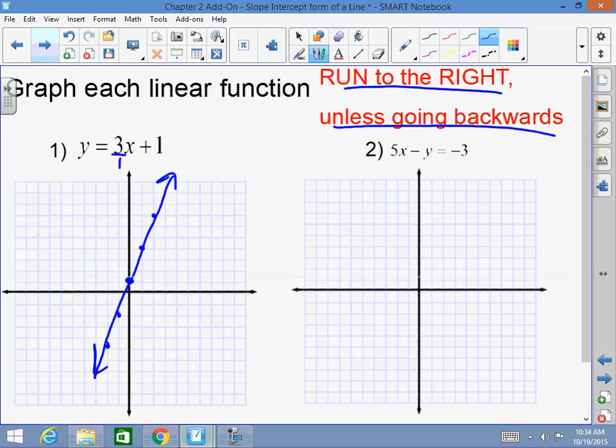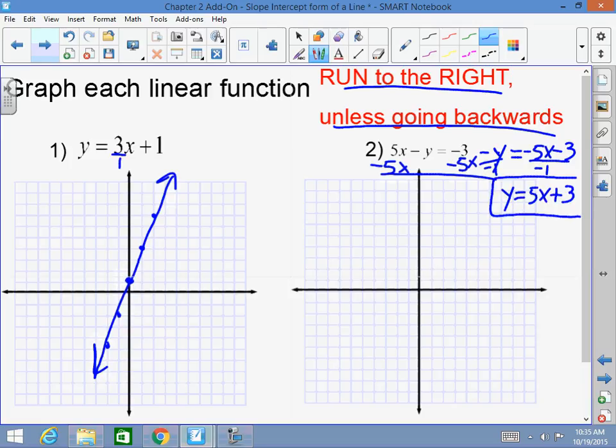We're going to have to actually solve this equation for y. So how do I solve this for y here? You're right, we've got to put it into y-intercept form, but how? What are the steps? Good job. You subtract 5x from both sides, first off. So that gives me negative y equals negative 5x minus 3. And then how do I solve for y? Divide by negative 1. Very good. So I've got y equals 5x plus 3.